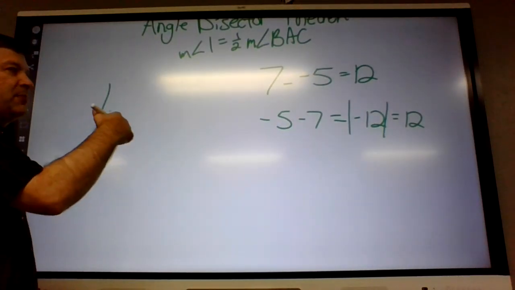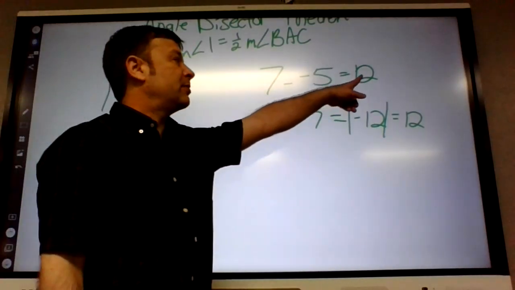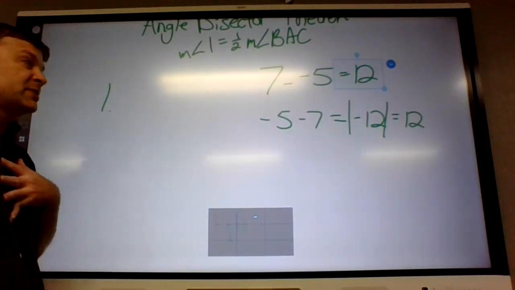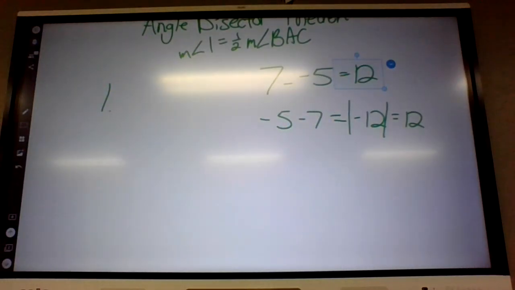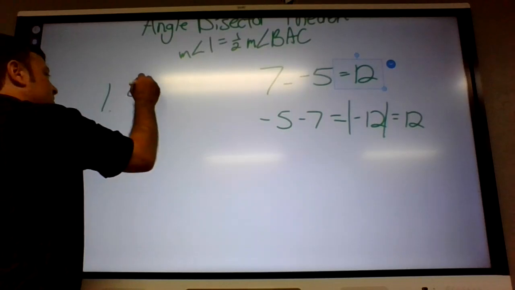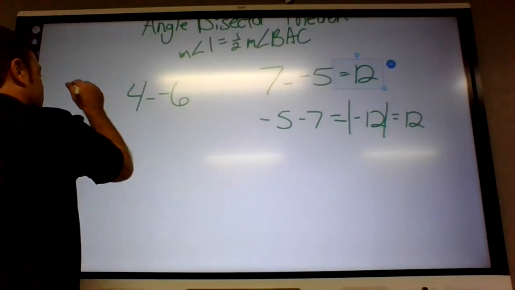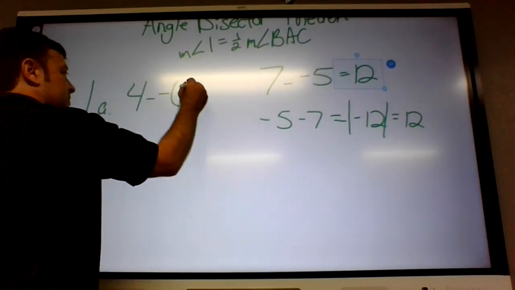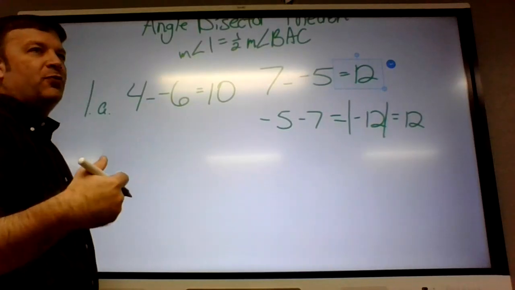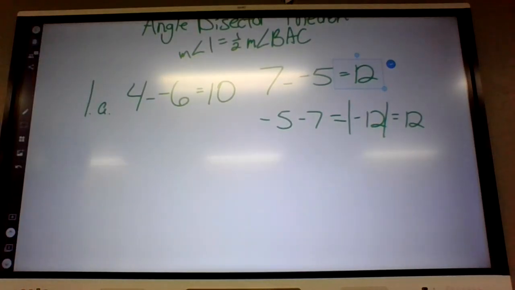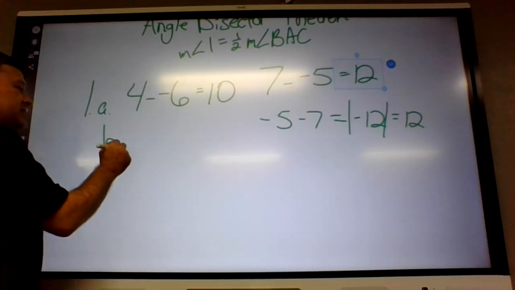If you do the big number minus the smaller number, it always comes out positive. If you subtract backwards, it comes out negative, but you make it positive. All right, so how far is it from F to C? What is the coordinate for F? 4. What's the coordinate for C? -6. So 4 minus -6 is 10. So basically from 4 to 0 is 4. From 0 to -6 is 6. So that's why it's 4 plus 6.